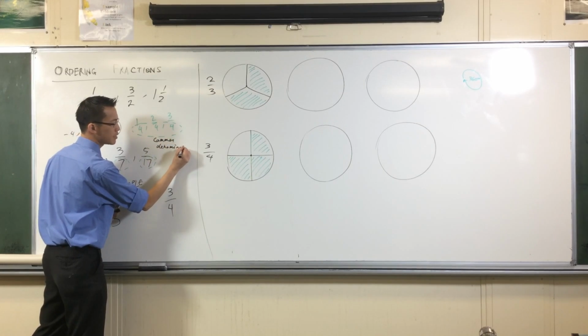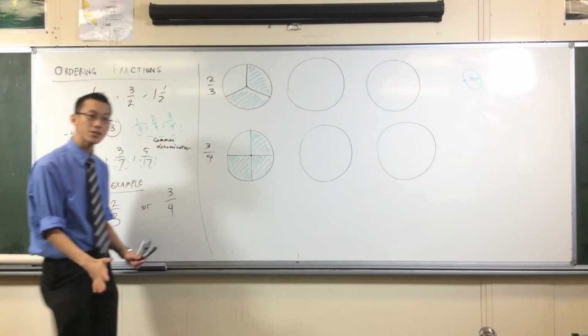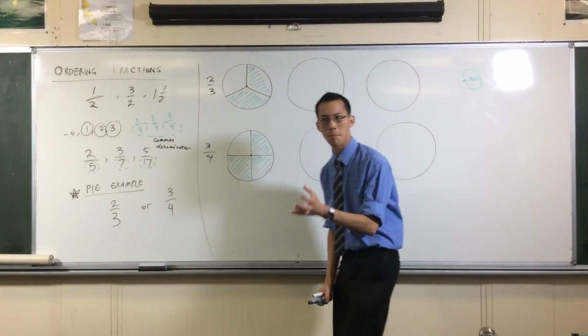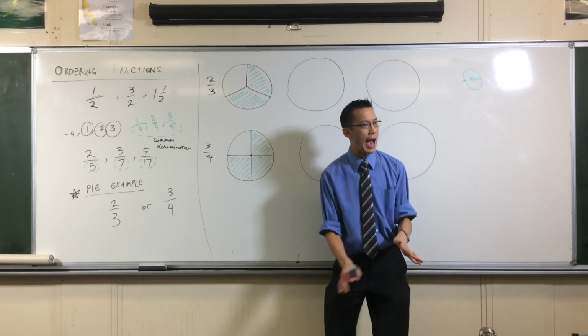If we can get a common denominator between our fractions, whether there's 2 or 3 or 300, then we can order them. We can compare them and order them. Okay? Now, how do we do it?